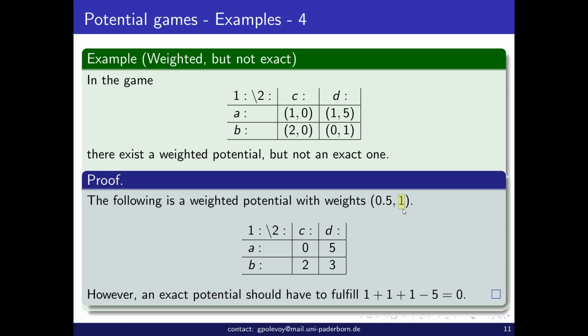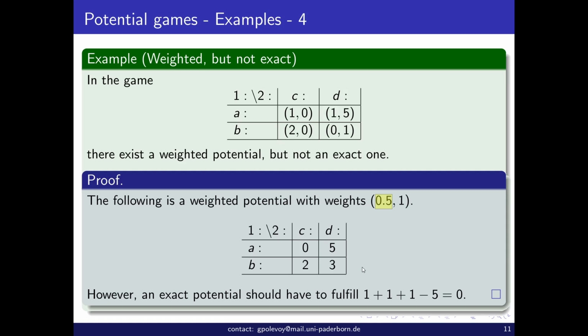Let's look at one change of the row player. So when the row player changes from AC to BC, the change grants her a utility increase from 1 to 2, that is 1. And what about the potential? The weighted potential is 2, from 0 to 2. And times half, the weight of the player, it's exactly 1, as we need.